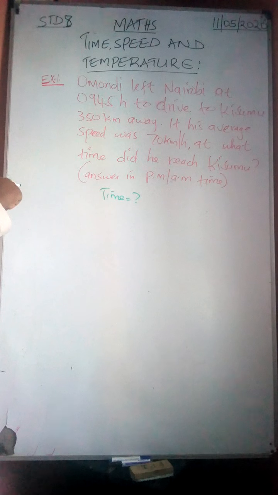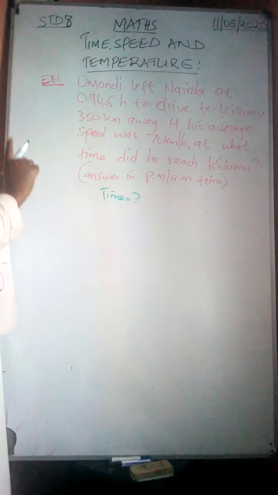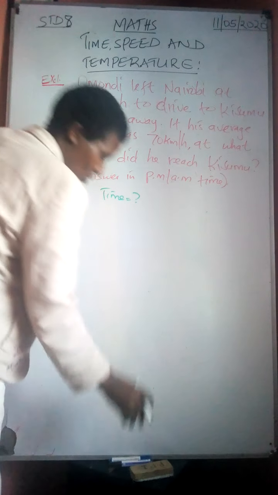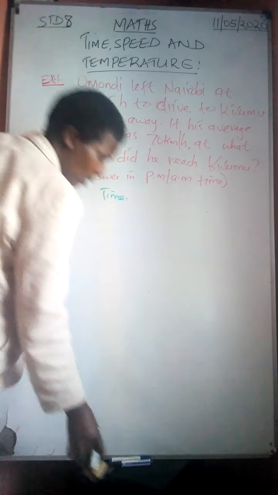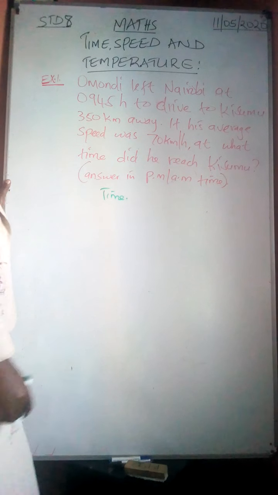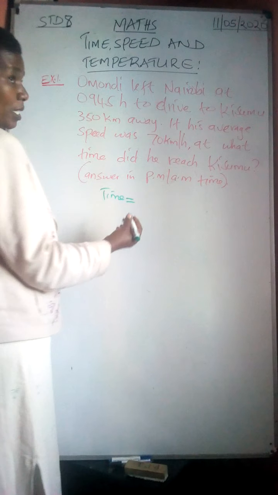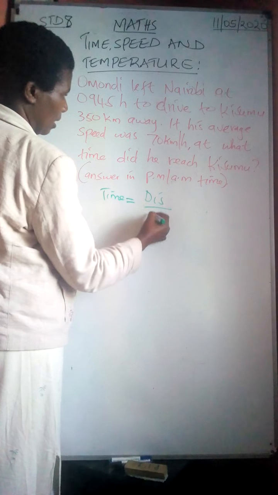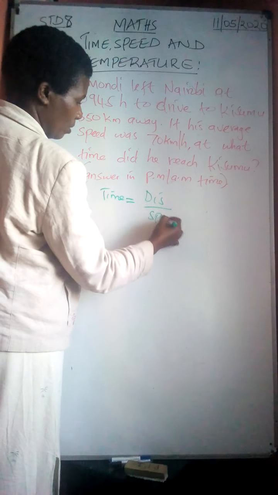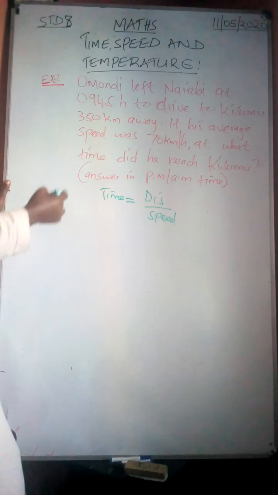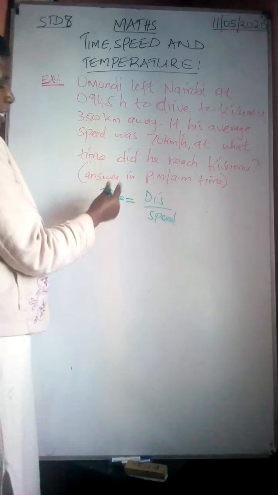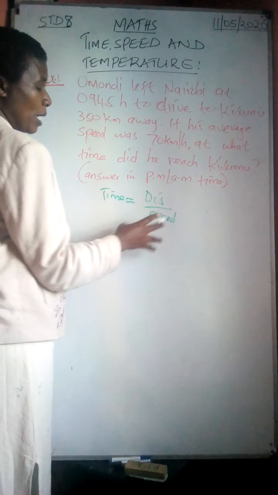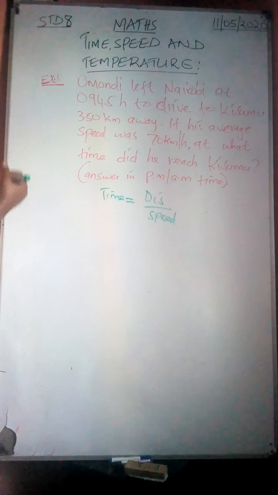So in this case, we must find the time duration he takes. What does his journey take? How long does it take to drive from Nairobi to Kisumu? And we have learned that time is distance over speed. When we are working with these three items, the time he will take is equivalent to the distance he is covering divided by the speed at which he is driving.